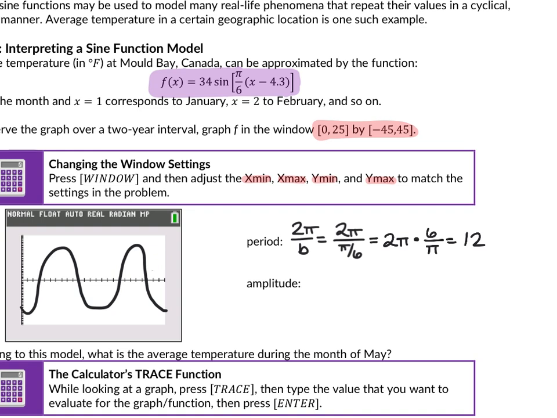Now, does that make sense? What are we modeling here? Months. So if our period is a year, does that make sense? 12 months, 1 year. That makes sense. That's about the time our temperatures start repeating every year. The amplitude of this graph, what is the amplitude? 34. That's the height of the crest or the depth of the crest, the height of the hill or the depth of the valley. We're getting that from the function itself.